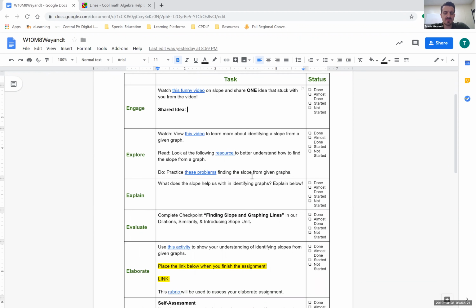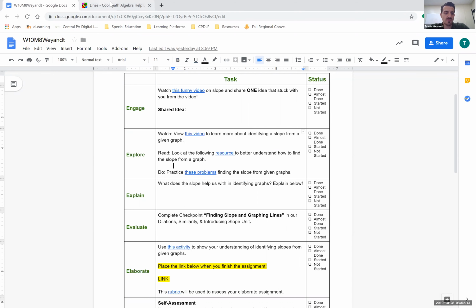And just like every explore section, we give you some ways to dive into this material. I give you a video through Khan Academy, and again, I give practice problems in the do section that relate to that video, so it goes hand in hand. It's going to be on identifying a slope from a given graph. How do I identify it? What is a slope and how can I use that information?